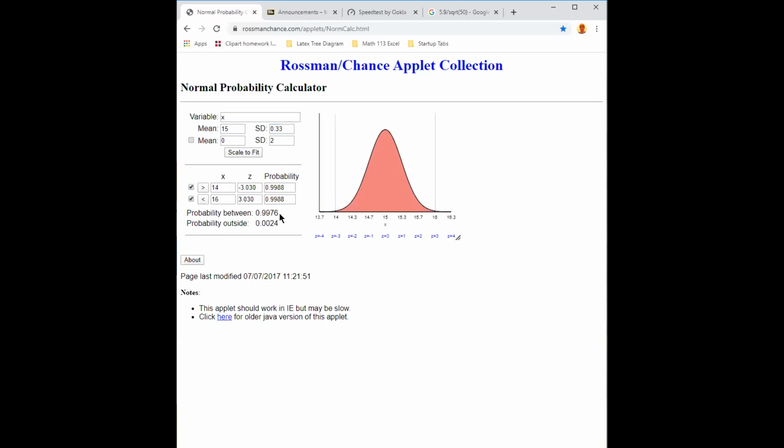And now I get that probability, the average length of the fish is between 14 and 16 is 99.76%. All right, so I hope that this is making sense, but if not, please reach out to me and let me know. I'm happy to help you get this all figured out.